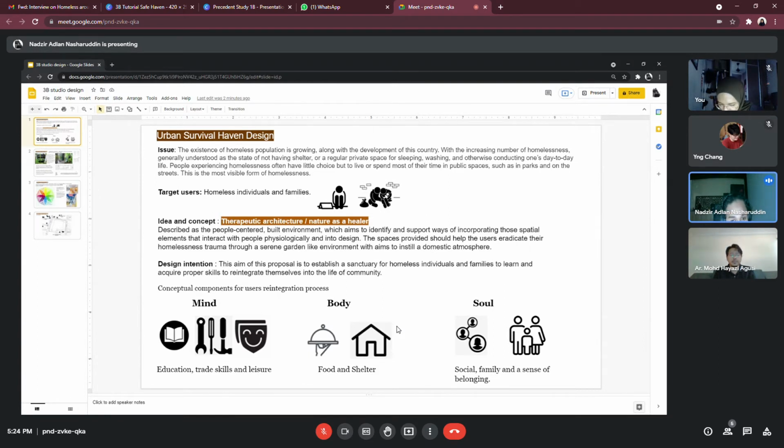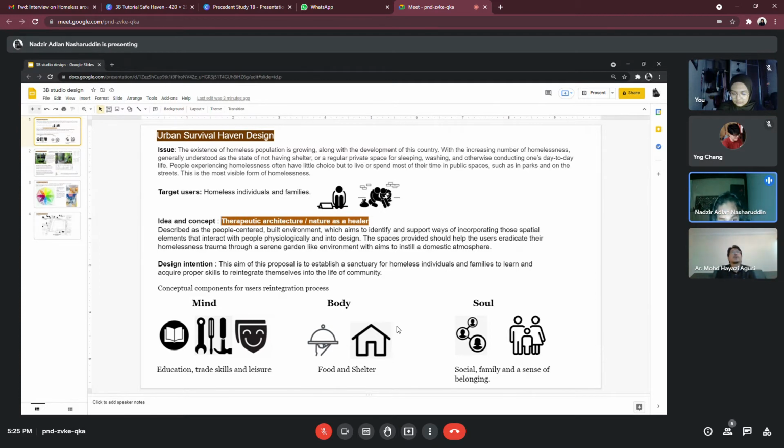So my concept, I think that fits best in this case, is therapeutic architecture, which is also known as architecture of healing. This form of therapeutic architecture I want to translate is nature as a healer, because it relates well to the 1C assignment, which is urban farming. And studies also show that urban farming can help reduce stress.